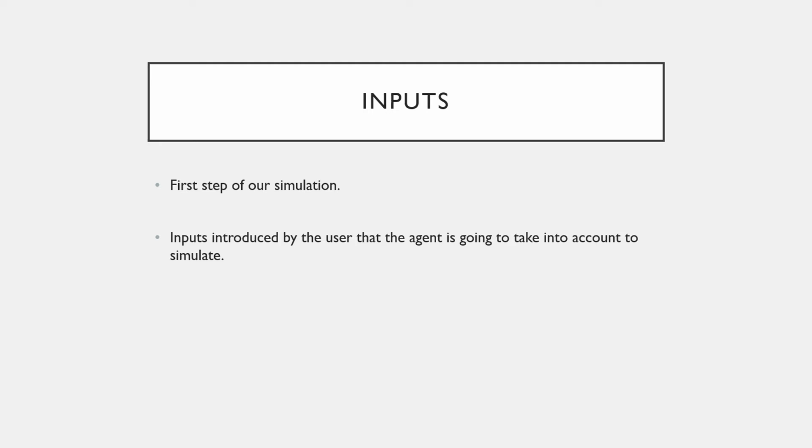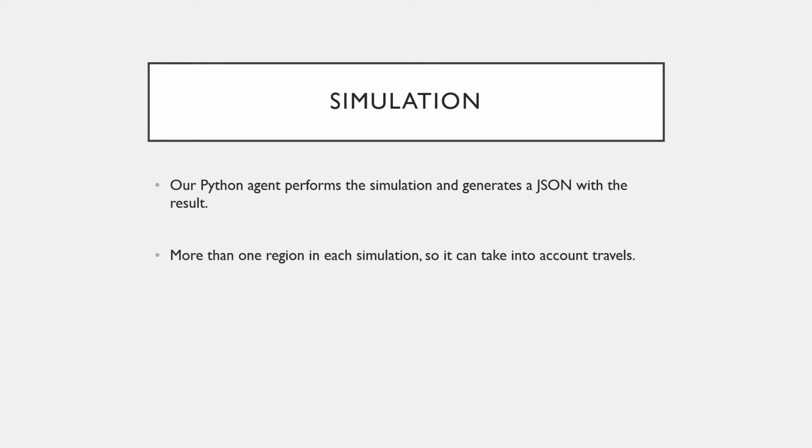Okay, so the inputs part is, as I said, in the web page that is hosted in Heroku. Here, as a user, you need to introduce some inputs, and then the agent is going to make the simulation depending on those inputs. The simulation is coded in Python, and it's an agent that is going to perform a simulation that will generate a JSON with the results depending on the time, because then in the visualization part, we are going to visualize these results like in a live simulation.